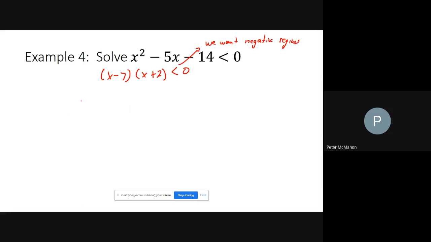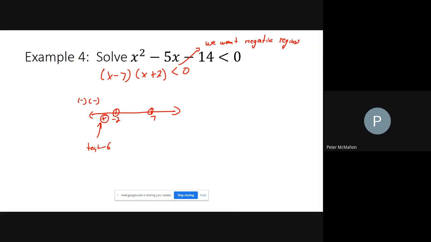Okay, so number line, our zeros are negative 2 and positive 7. Now, I'm going to put open circles here because we are not including them. It's less than, but it's not equal to. Okay, so that means open circles here mean we're not including the boundary points. Okay, so let's test negative 6. Negative 6 minus 7 is a negative number. Negative 6 plus 2 is negative. Negative times a negative is positive.